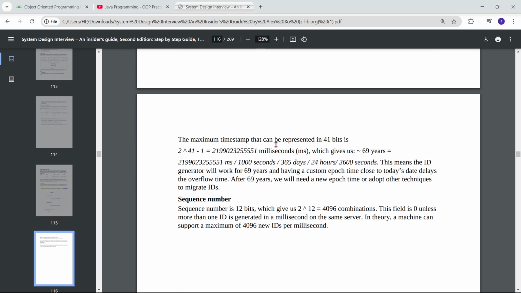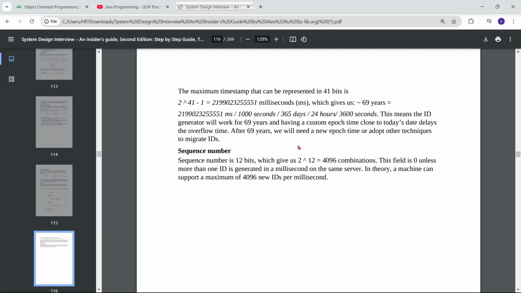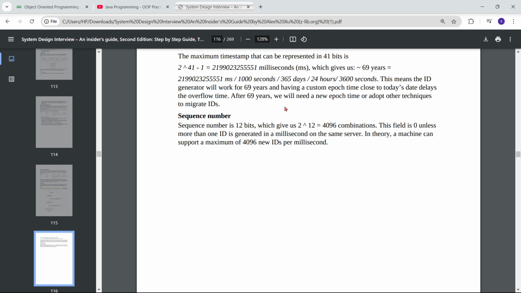The maximum timestamp that can be represented by 41 bits is 2 to the power 41 minus 1, which is this number of milliseconds, which gives us 69 years. This means the ID generator will work for 69 years, and having a custom epoch time close to today's date delays the overflow time. After 69 years, we'll need a new epoch time or adopt other techniques to migrate IDs.